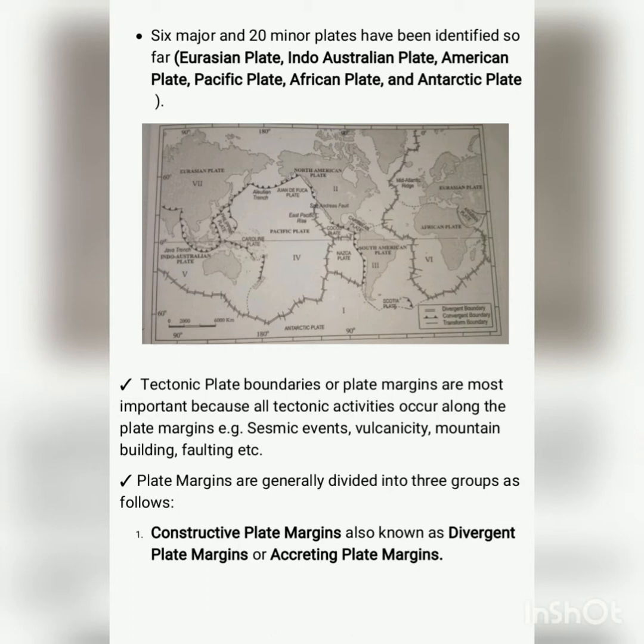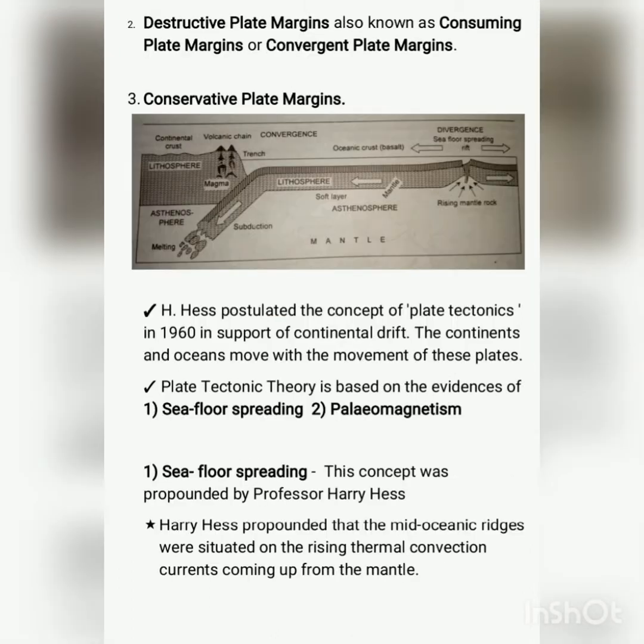So this is the constructive plate margin. Second is the destructive plate margins, also known as the consuming plate margins or the convergent plate margins. Convergent plate margins occur when the two plates move towards each other. It means when the two plates converge, they come towards each other along the same line in the opposite direction. Then the plate margin is said to be convergent or destructive.